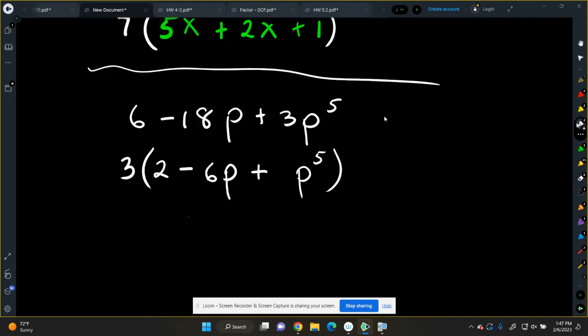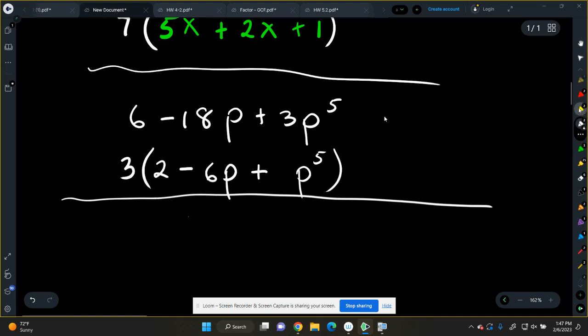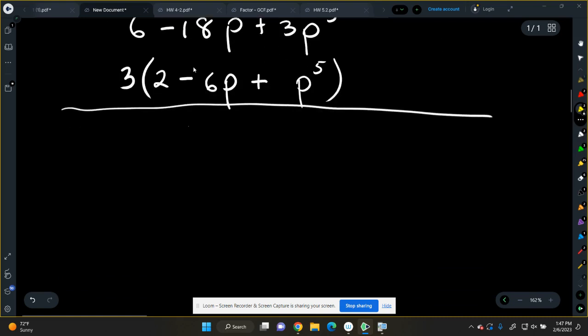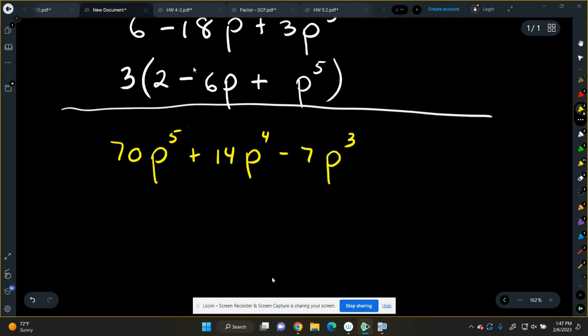Okay? Of course, they do get a little harder. So let's look at one that's a little bit harder. How about 70 p to the 5th plus 14 p to the 4th minus 7 p to the 3rd?